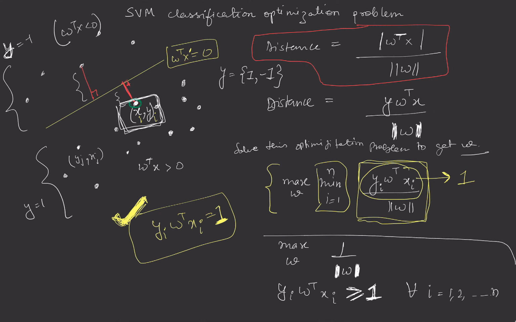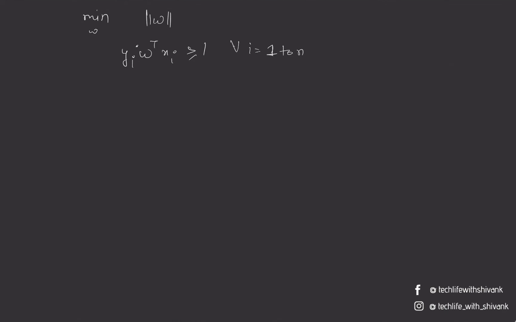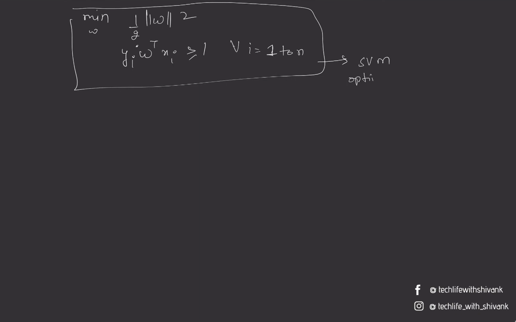So this is our new optimization problem, and maximizing 1 by mod w can also be written as minimizing the magnitude of w such that this condition holds: yi w transpose xi is greater than or equal to 1 for all i equal to 1 to n. And minimizing this is equivalent to minimizing the square of this. So the SVM optimization can be written in this nicely obtained format, and this expression is called the SVM optimization expression for classification.